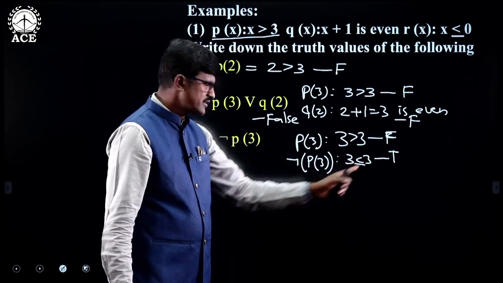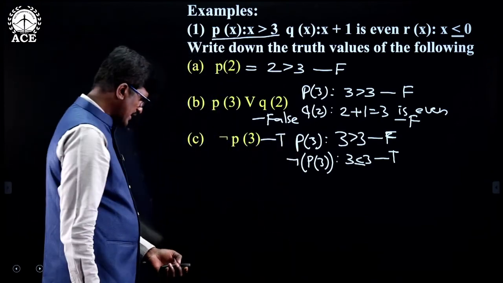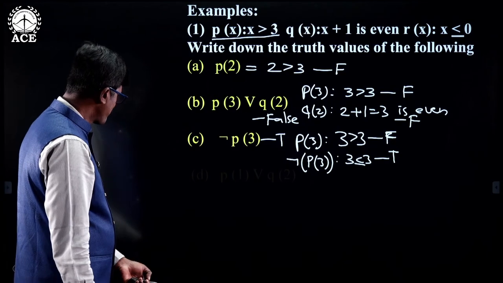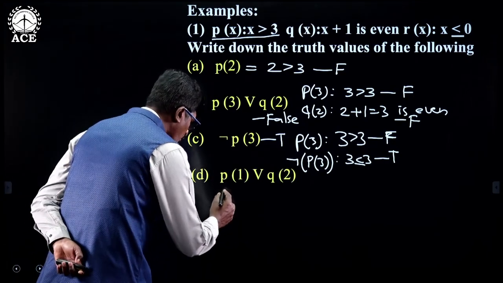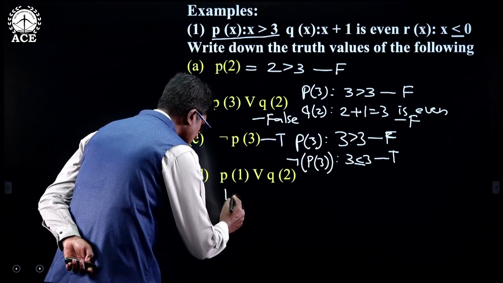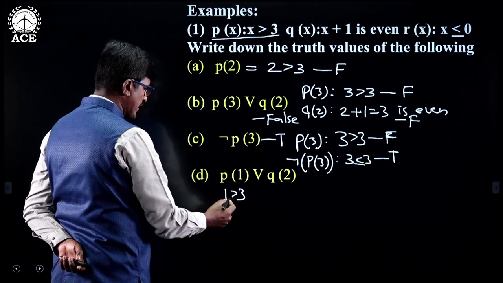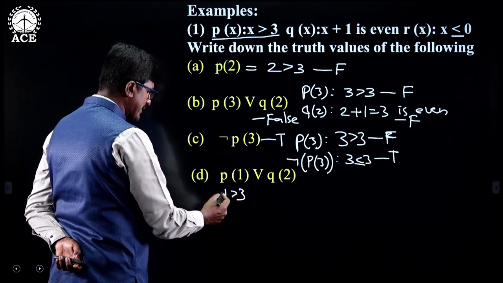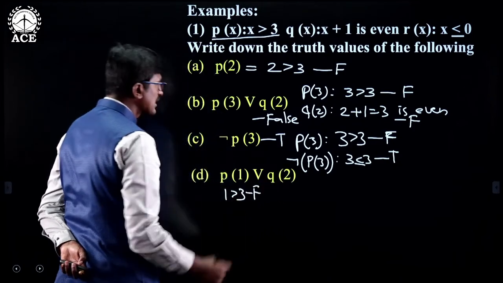Therefore that statement is true. So the truth value of this one is true. Now let's see the next example. P of 1 or Q of 2. Here P of 1 means 1 is greater than 3. When we replace x with 1, we'll be getting 1 is greater than 3. Is it true or false? This is false.